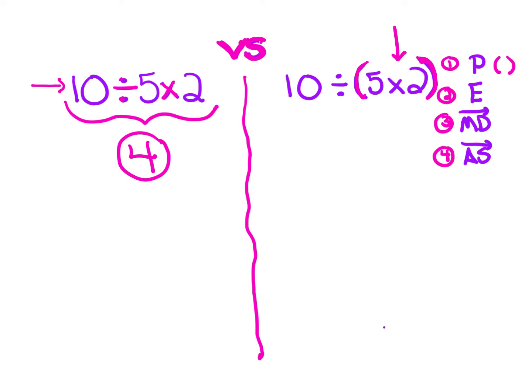10 divided by parenthesis 5 times 2 and close the parenthesis. Go ahead and hit equals and see what you get. You should get the number 1.